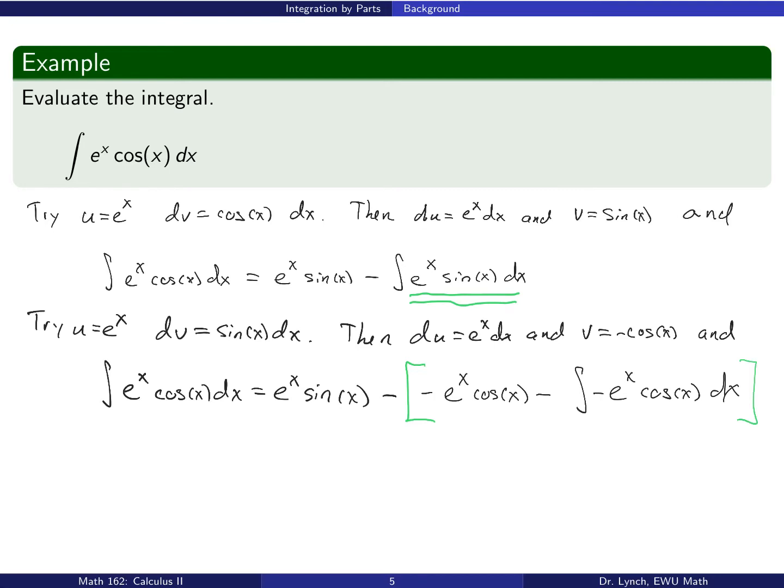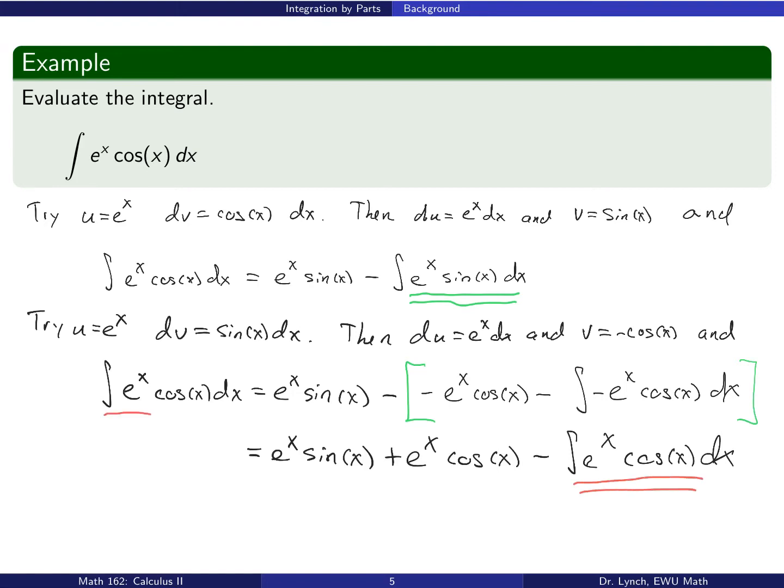Okay, so there are a lot of minus signs here, and it almost looks like we're going in a circle, and we almost are, but we'll see why that ends up being useful in just a second. So let's clean up the minus signs and we'll see where we stand. After cleaning up the minus signs, we see that we've come up with an equation where what we've done is actually reproduce the original integral. So here's what I mean by that. That integral is this one right here.